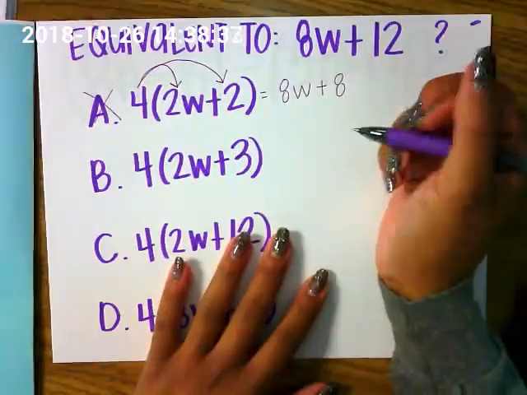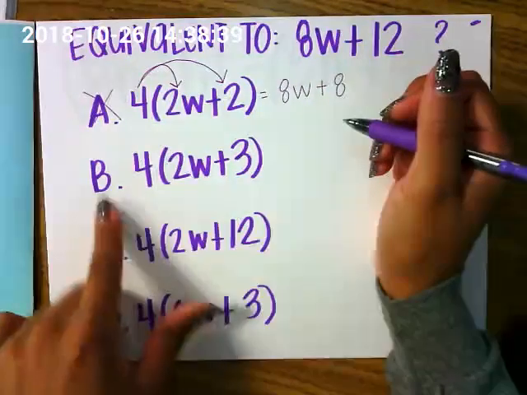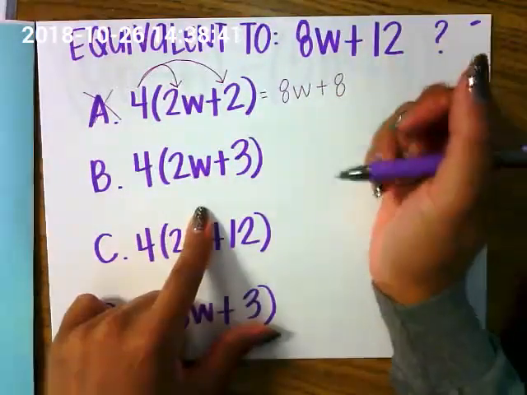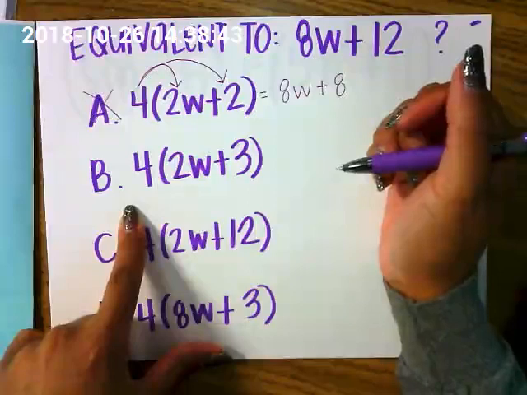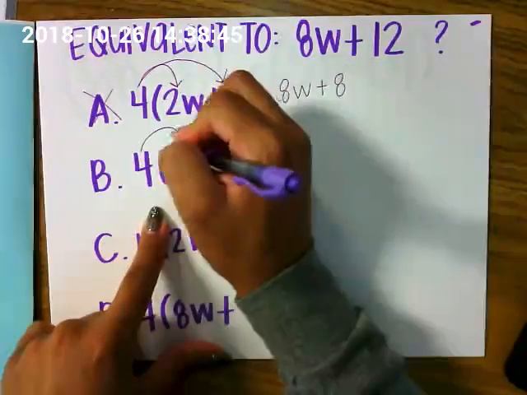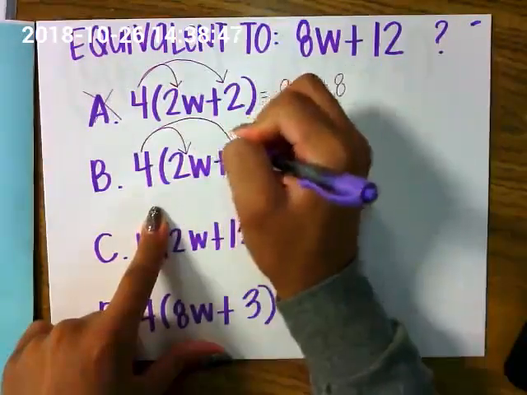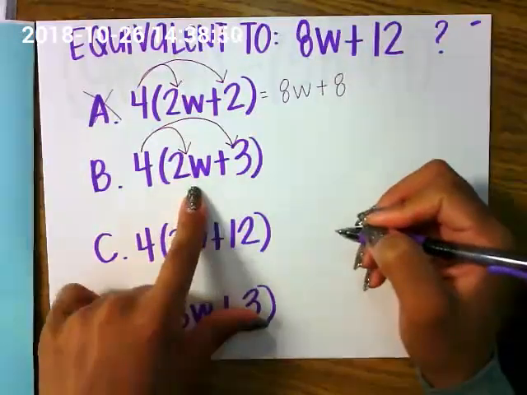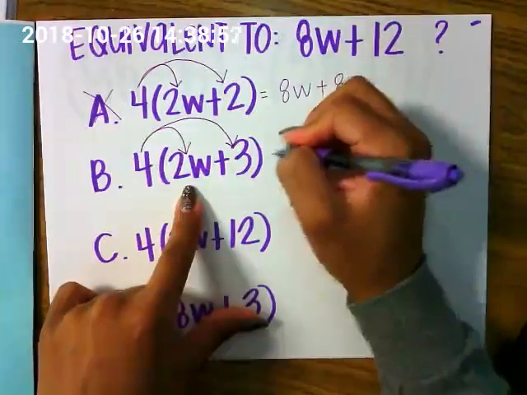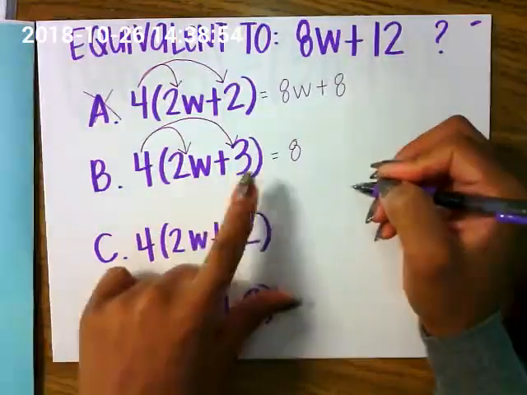We are going to distribute what to B? What are we distributing here? The same thing, right? Yes. So 4 times 2w and 4 times 3. 4 times 2w is 8w. And 4 times 3? 12.